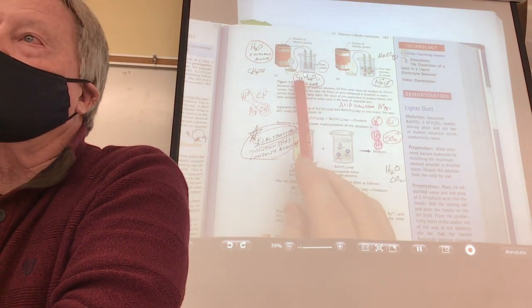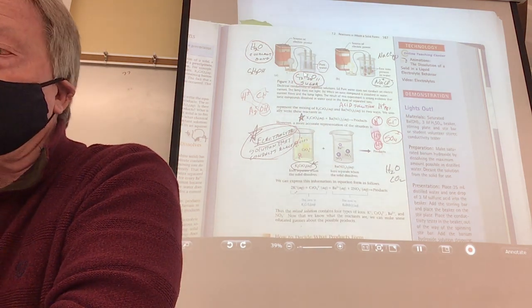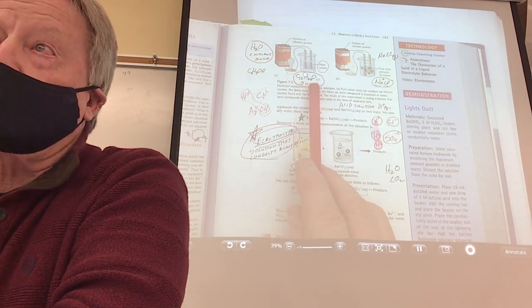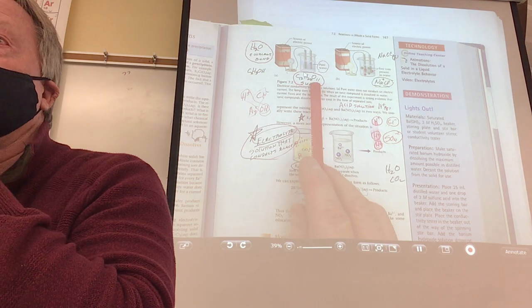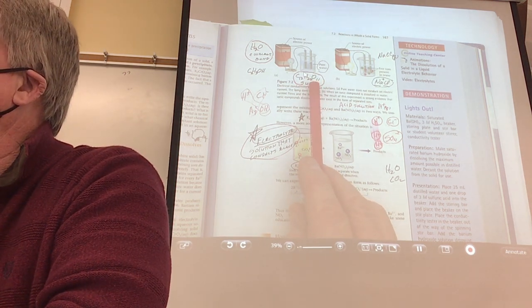Right, non-metal, non-metal, non-metal. It dissolves in water because of its polar nature, but is it made of ions? No. So if it dissolves, there are no ions. So you get pure water and no ions. This is a non-electrolyte. Get that?